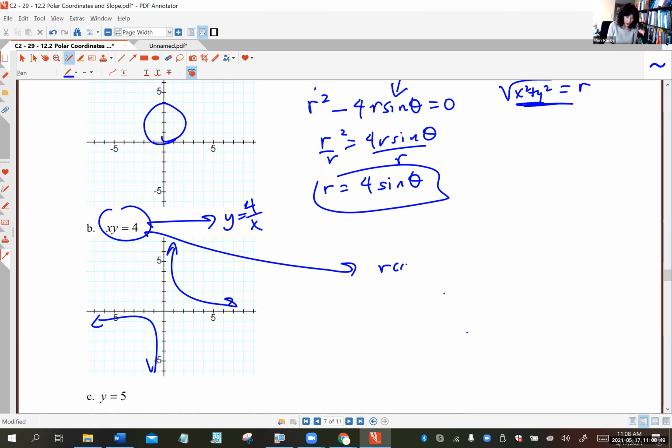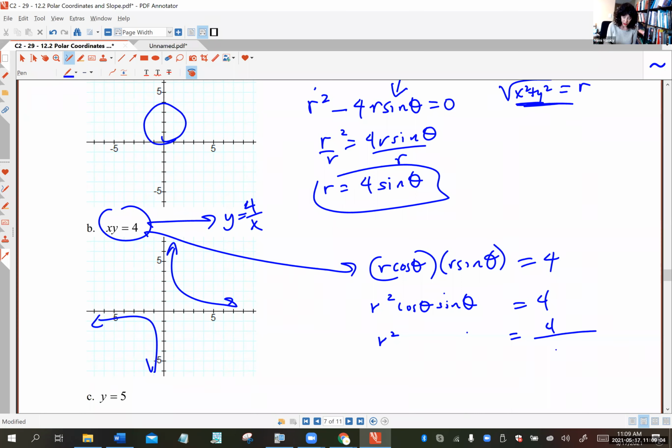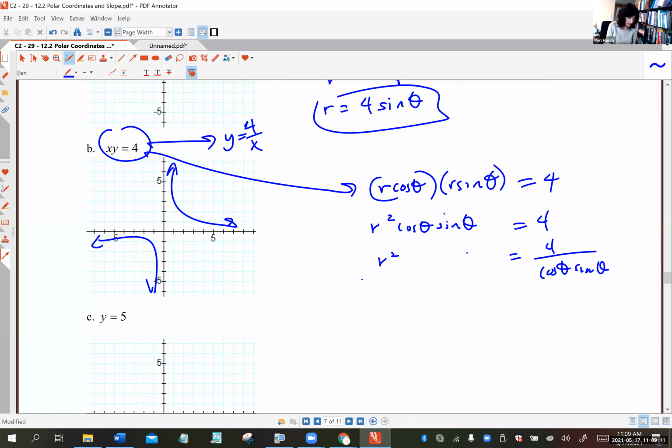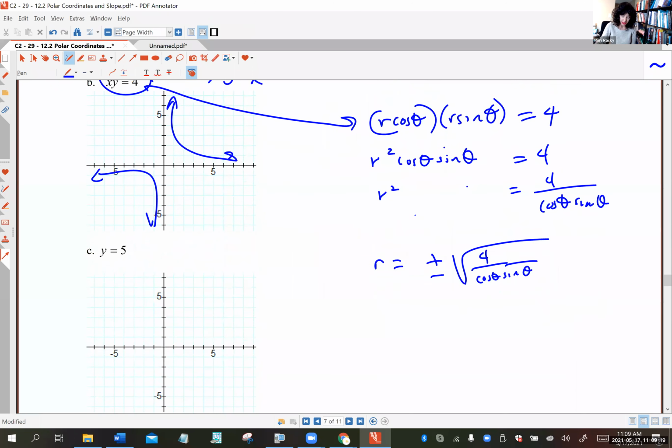Well, x is r cos theta, so substitute, and y is r sine theta, substitute, and that equals 4. But that's r squared cos theta sine theta equals 4. And they usually like, if you can, to try and solve it for r. So if I divide both sides by cos theta sine theta, and then square root both sides, and you should remember there is going to be a plus or minus, you'll get this.